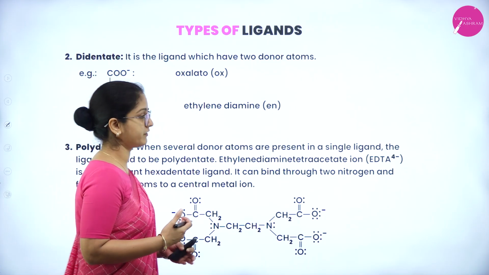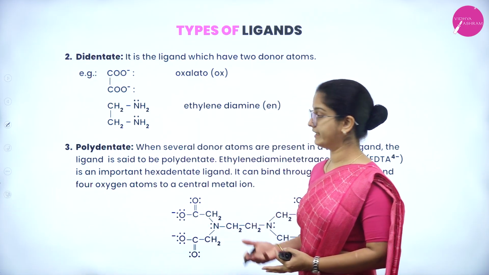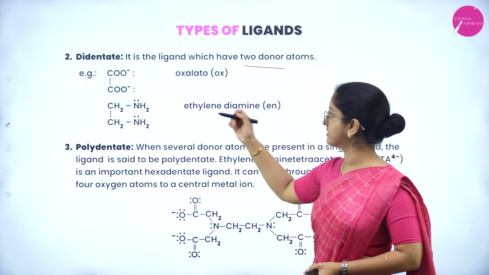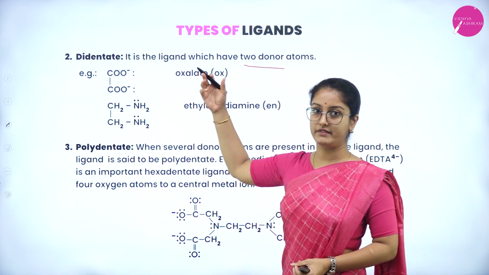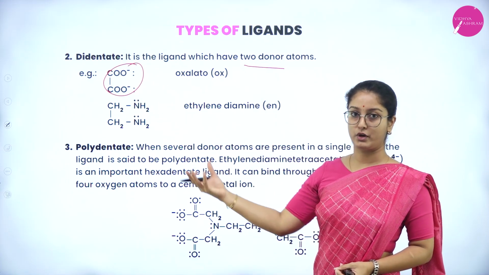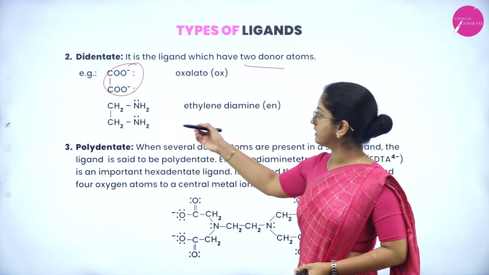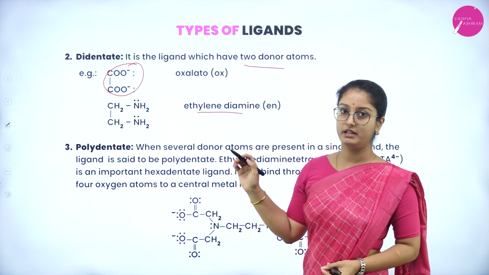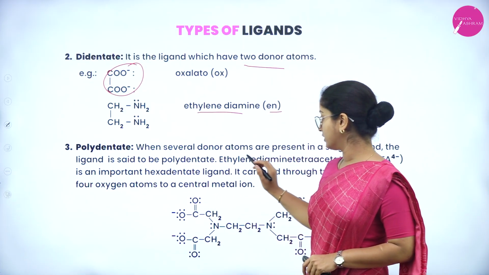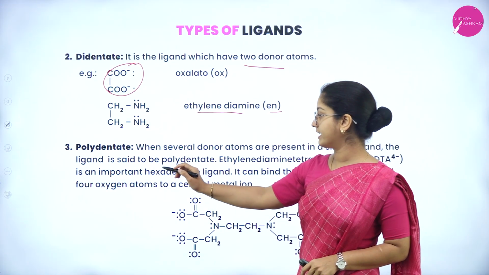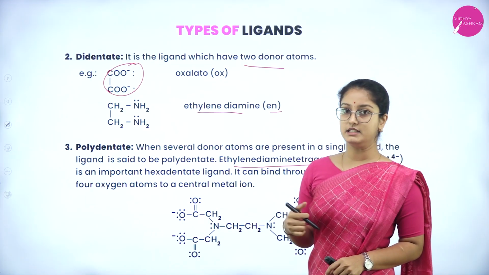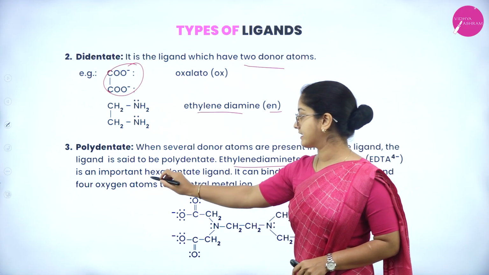Unidentate positive ion ligands carry a positive charge, for example NO+, NO2+, and so on. The next type of ligand is bidentate or didentate, which means two. This ligand consists of two donor atoms, for example oxalato, with the short name ox. Here two atoms contribute to the central metal atom. The second one is called ethylene diamine, and the short form is en. The next type is polydentate. When several donor atoms are present in a single ligand, the ligand is said to be polydentate.